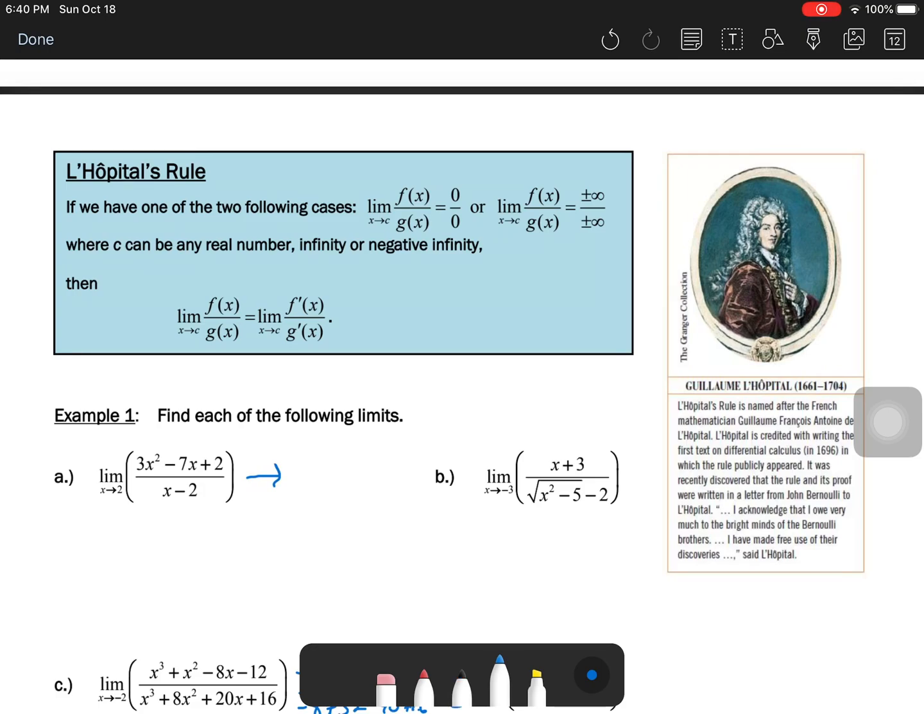You can do your scratch work in here, so you're going to have 3 times 4, that's 12. And you're going to have minus 7 times 2, minus 14, plus 2. So you can see, okay, I get a 0 there. And then in the denominator, that's 0, 2 minus 2. So when we show this, the next thing we want to write is that this gives us an indeterminate form.